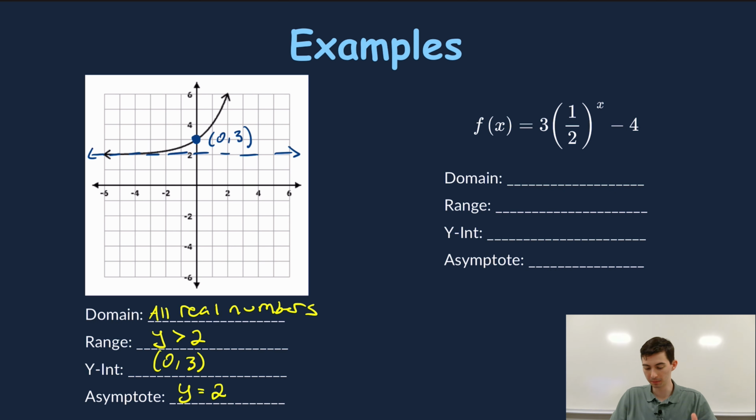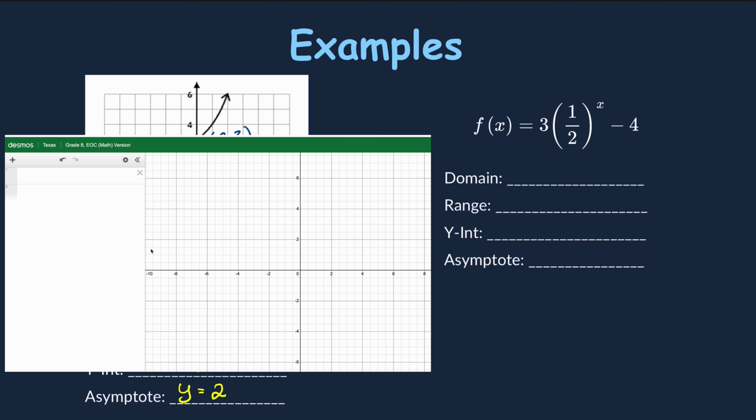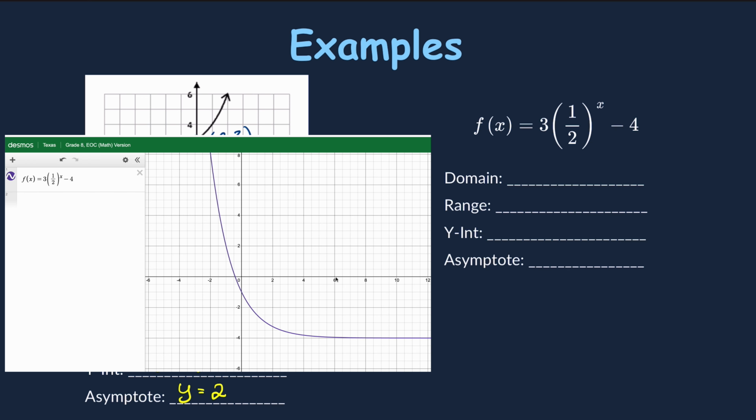Let's do another example now, but this time we don't have a picture of the graph, but we do have an equation. And we do have a very powerful tool that we can use to get a graph from an equation. So I'm going to switch over to Desmos now. And so let's just type in the equation. We've got f of x is equal to 3 times, in parentheses, 1 divided by 2, close the parentheses, raised to the x power, minus 4. And I see I get this purple graph here. This time we have a decay function. Since it's going down, it's decreasing really quickly.